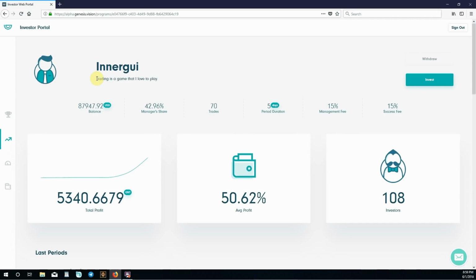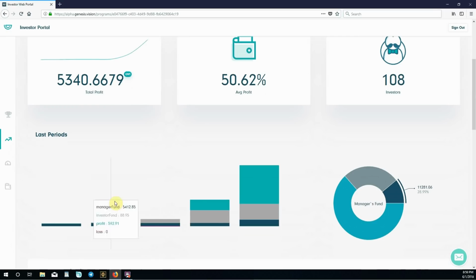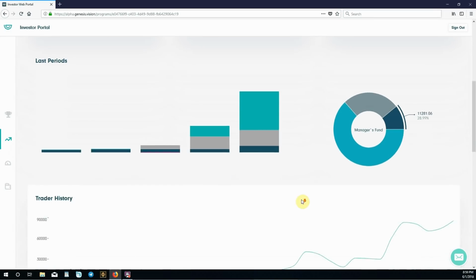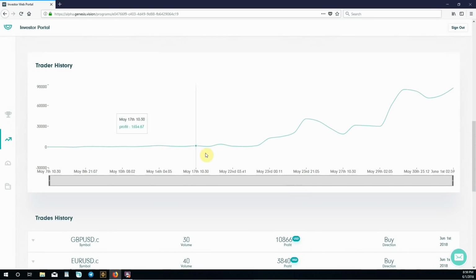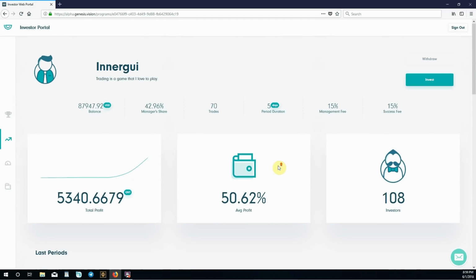Their bio, trading is a game that I love to play. This is not a very descriptive bio. Again, this is alpha, so take it as it is. Check everything out, the graphs, the charts. Everything looks good, so we will go ahead and make an investment in this program.